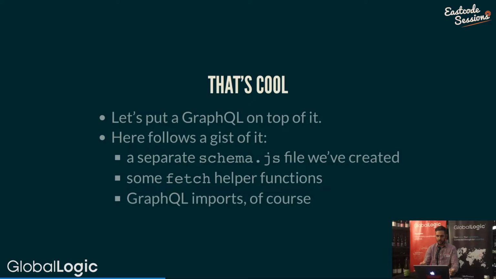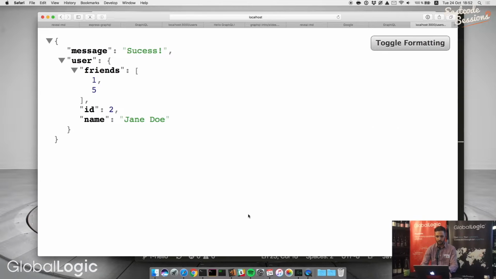Now, to put GraphQL on top of it, we have to do a couple of things. We will separate the schema.js file to keep things a little more clear. We'll have to write some fetch helper functions, because GraphQL is smart, but it still needs a little help fetching those things. And we'll import some more things from GraphQL, of course, because we'll need to define a little more of a schema.